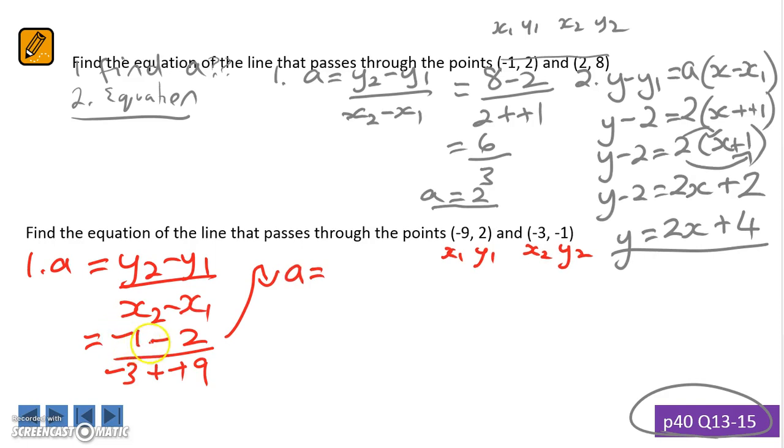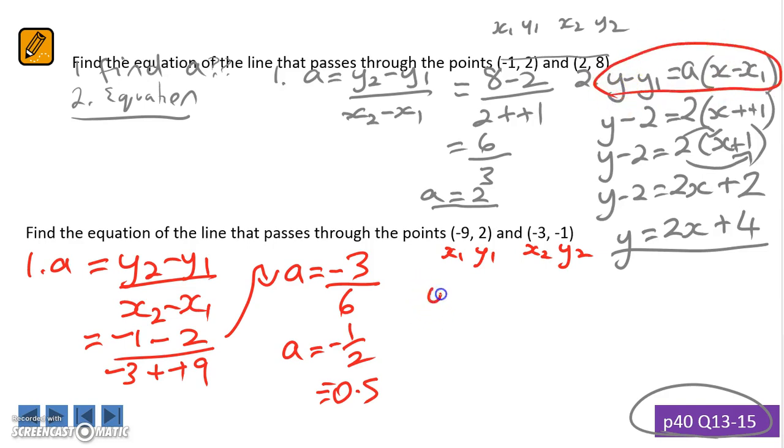So minus 1 minus 2, it's heading in the more negative direction. And minus 3 plus 9 make 6. So A equals negative a half, or you could write that as negative 0.5. So now you've got your gradient. You can substitute it into your general equation for a line, if you know 1 point.